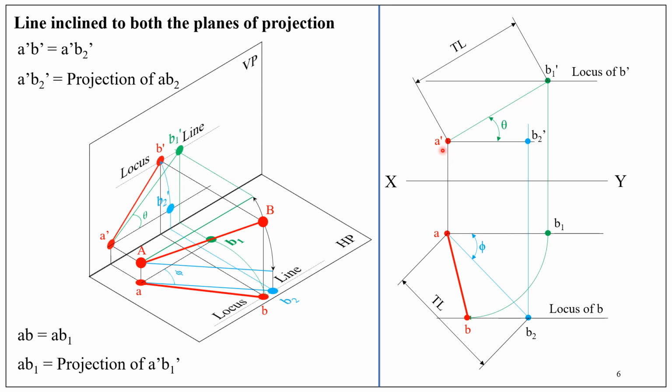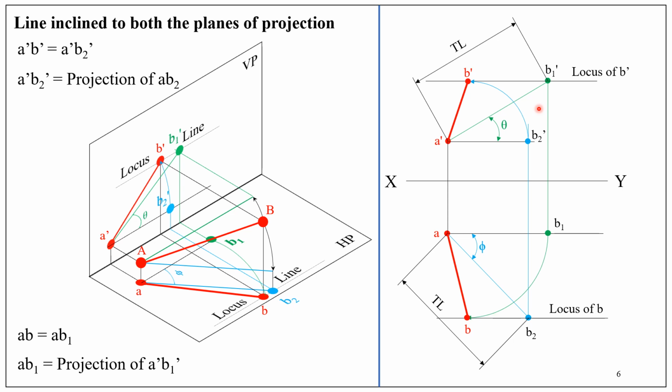A dash position is known, locus of B dash is known. We know A dash B dash is equal to A dash B2 dash, which is also known. Therefore, fix A dash as center and take A dash B2 dash as radius, draw an arc until it cuts the locus of B dash. The intersection point is B dash. We know both the positions of A dash and B dash, join A dash and B dash, and that is the required front view.